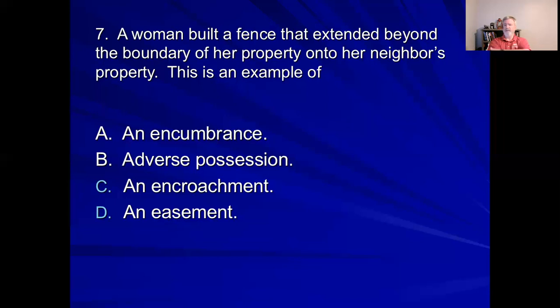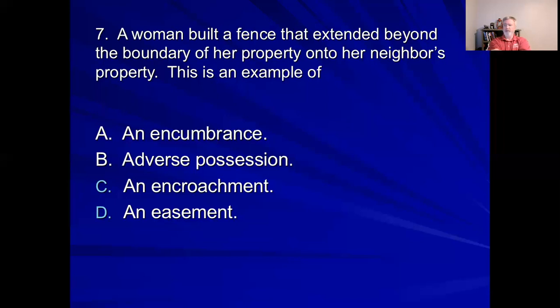Well, that's not what this lady's doing, because she thought the line was in one area and finds out later it was actually somewhere else, which resulted in the fence being built across the property line. So that's not what we're dealing with at all.